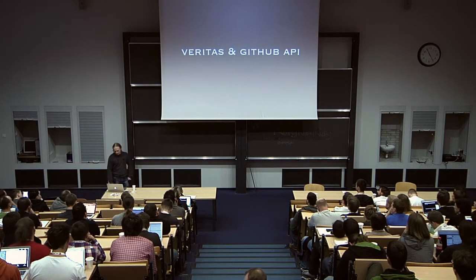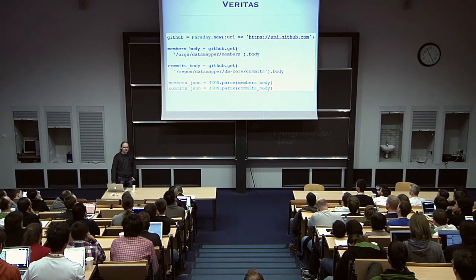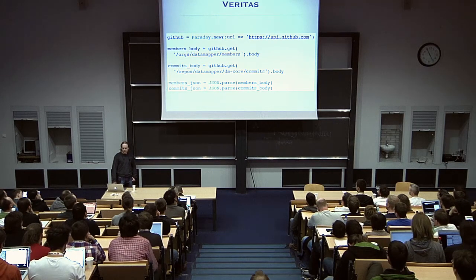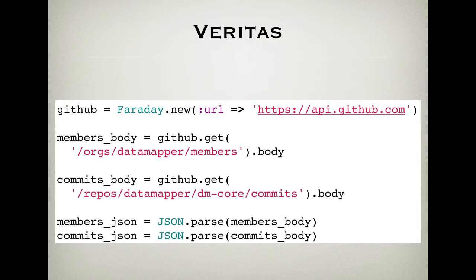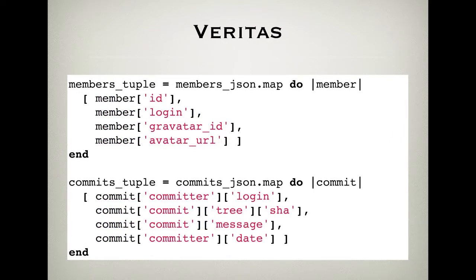So let me show you how you can already use Veritas. I decided to use the GitHub API as an example. Quick setup: I'm fetching a list of DataMapper organization members. Then I fetch all the commits from the dm-core project, and I parse them with JSON, so I get an array of hashes. Now, to build relations with Veritas, you simply define headers, which are kind of like a schema for Veritas relations. Here I define 2 headers for members and commits. These are all the attributes that I'm interested in. Then, according to the headers, I map the data to an array of arrays, and each array includes attribute values in the same order as I described in the headers, right?